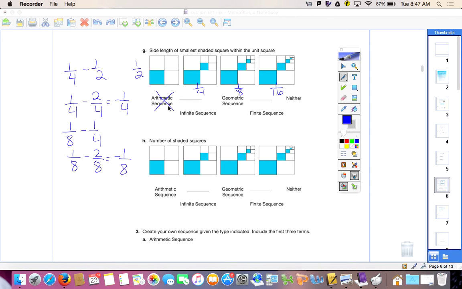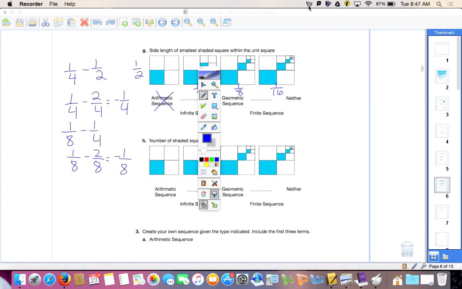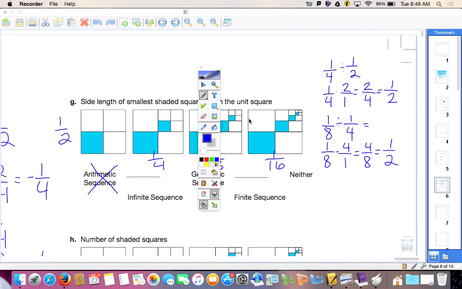So let's try ratios. I'm going to move this over and we're going to do ratios over here. Okay, so if I look at my first two terms, I'm going to divide my second term by my first term. So I have 1/4 divided by 1/2. And when we divide fractions, we change division to multiplication, and we multiply by the reciprocal of our second fraction. So I have 1/4 times 2 over 1. If I multiply straight across, 1 times 2 is 2, 4 times 1 is 4. This can be reduced to 1/2.